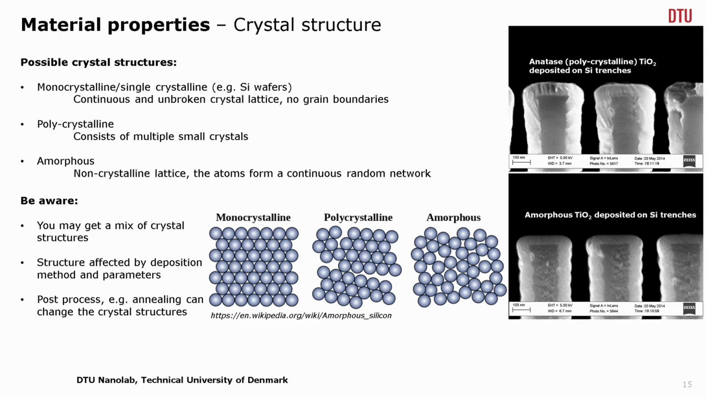For example, titanium dioxide deposited by ALD at 350 degrees Celsius is polycrystalline, while at 150 degrees Celsius, it is amorphous. Annealing can irreversibly convert amorphous films to polycrystalline films. X-ray diffraction can analyze crystalline phases and grain size.